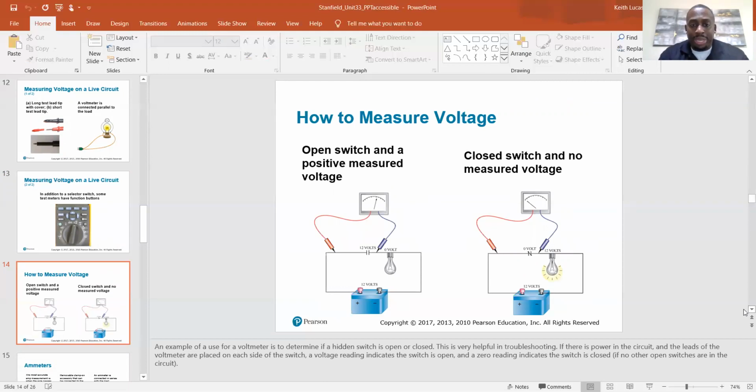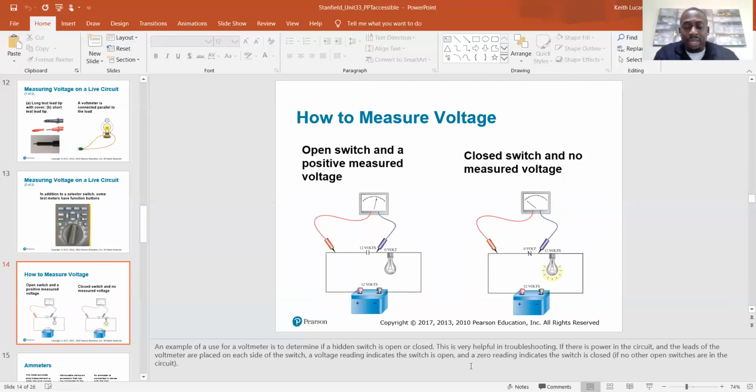So basically, this switch right here is closed, so you're getting a 0 voltage reading. And then over here, the switch is open, so you are getting a voltage reading. So that's an accurate way of checking to see if your switch is open.